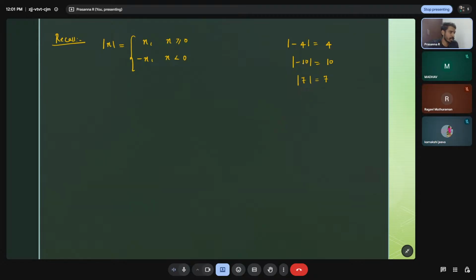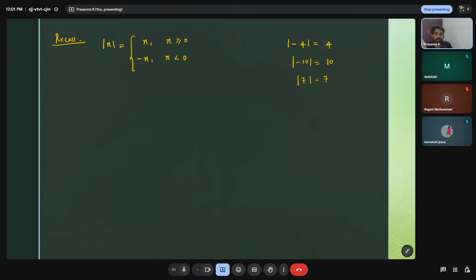You just recall the definition of modulus function, right? How we define modulus: it is plus x when x is greater than or equal to 0, minus x when x is less than 0, right? So we know how to find modulus. Whenever you see modulus of minus 4, we will put plus 4. Whenever you see modulus of minus 10, we will put plus 10. Whenever you see modulus of 7, you will put 7 as it is, right? If the inside quantity is negative, we will make that positive.